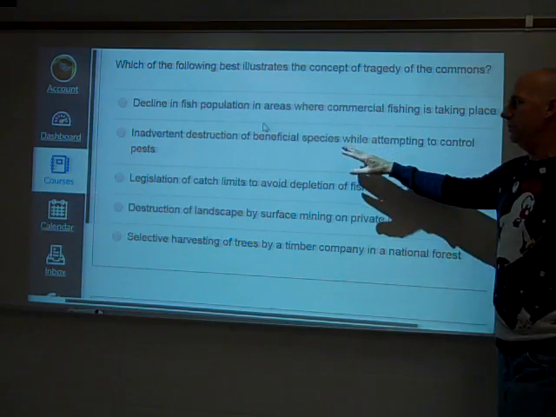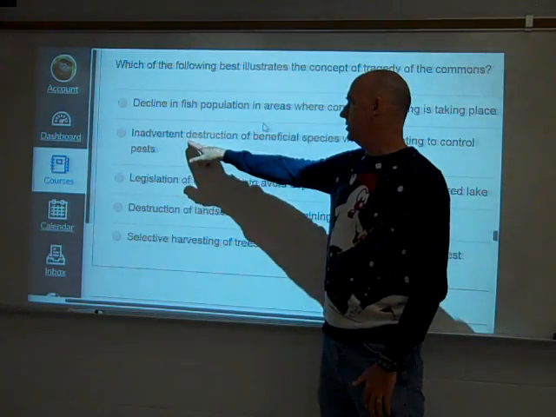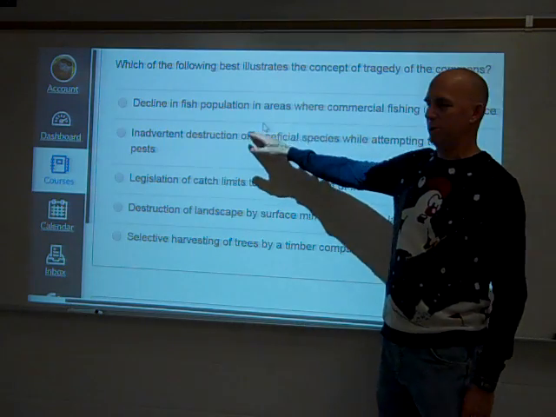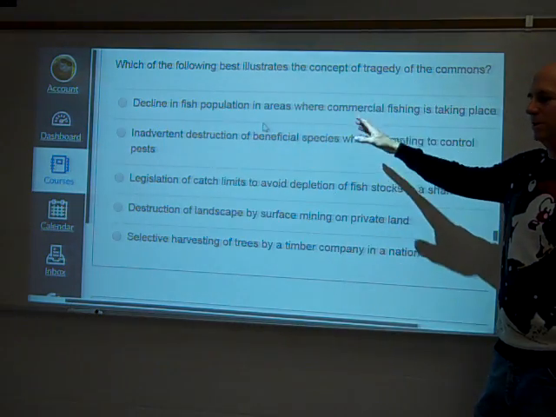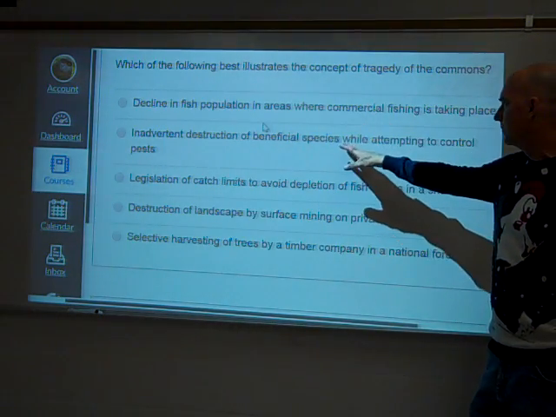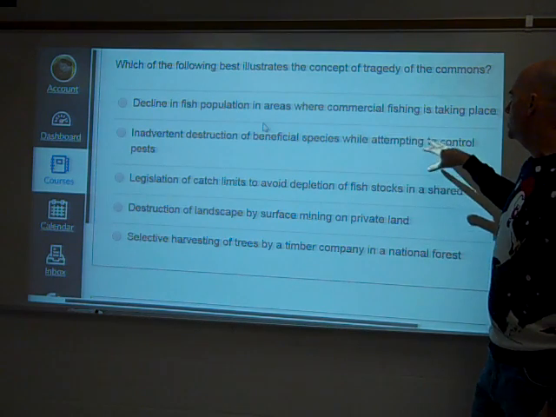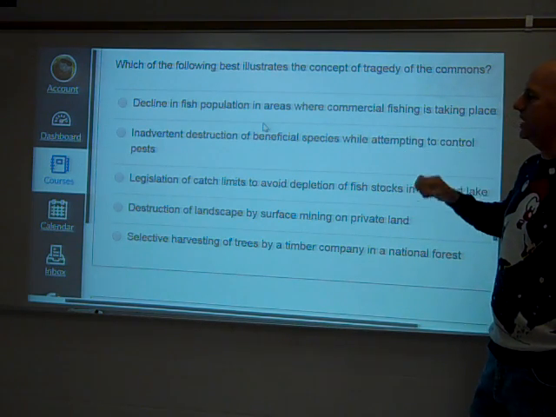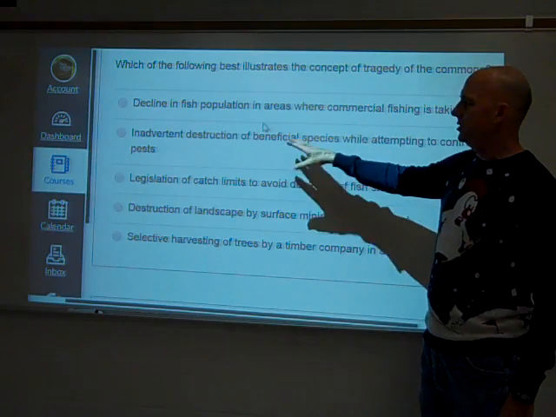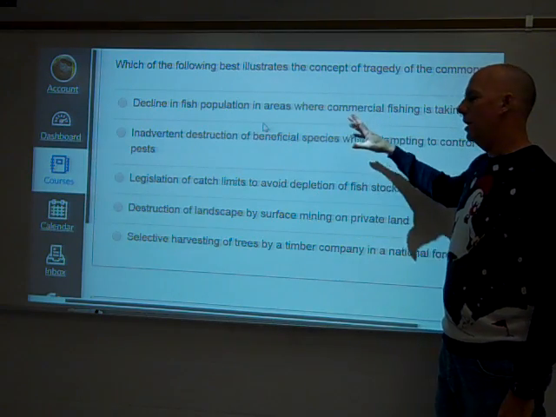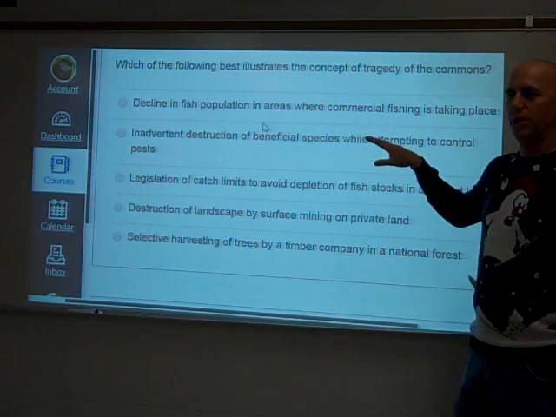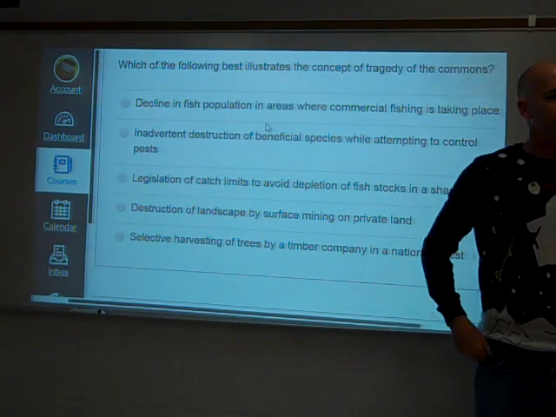So if we look at B, we see a tragedy here in the inadvertent destruction of beneficial species. And so we killed stuff that we didn't want to kill that were good for the area, while attempting to control pests. So it doesn't say specifically where this is happening. Okay. But where do you think you usually try to control pests? Where does that usually happen?